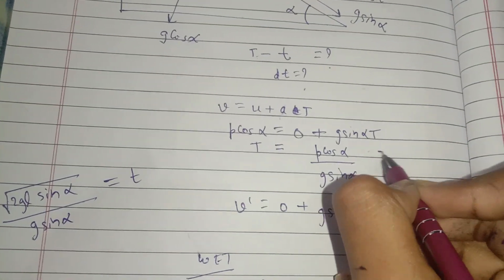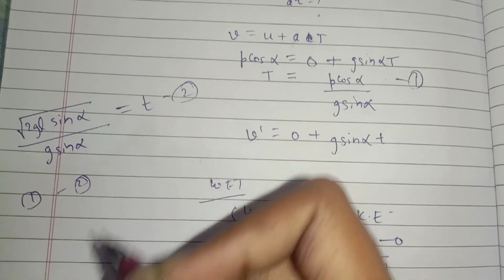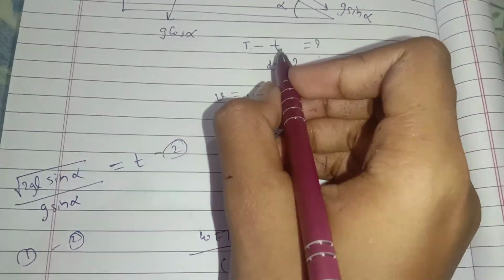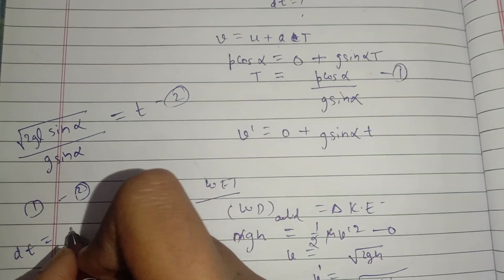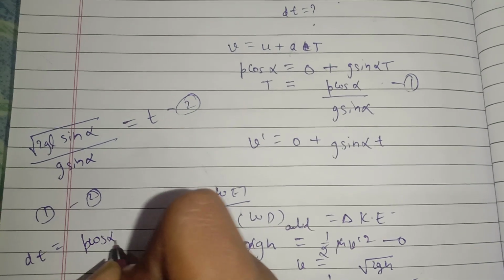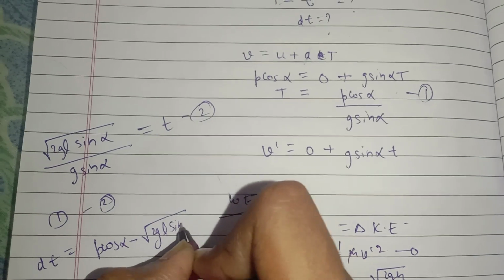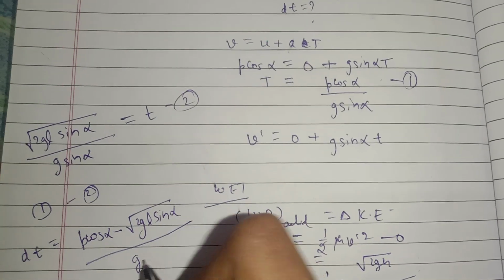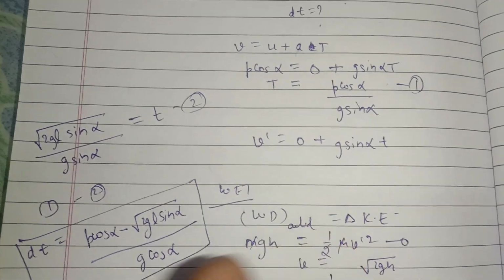Now subtracting equation 1 minus 2, we get the time dt is equal to p cos alpha minus under root 2 g L sin alpha upon g sin alpha. This was the answer. Thank you.